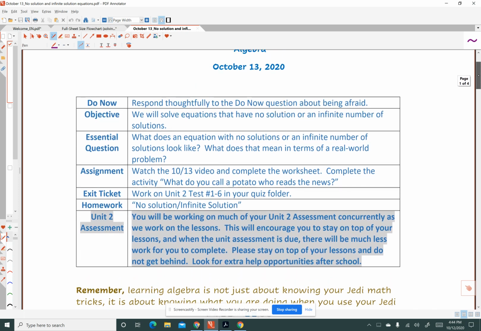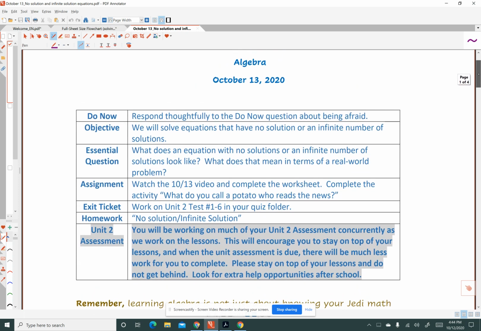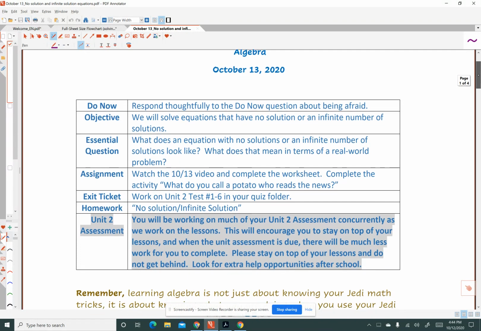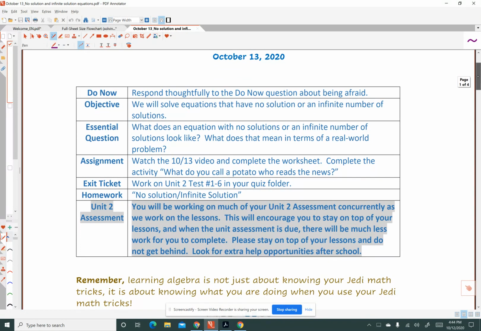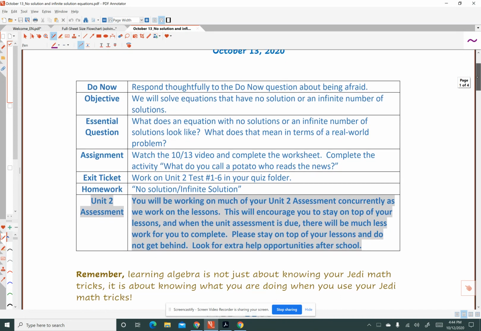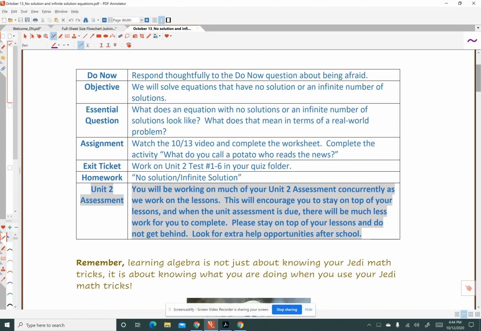Good morning, students, and today's algebra lesson will be about no solution and infinite solution equations. So something a little new today, but it's not a very lengthy lesson. I think you'll do well with this.